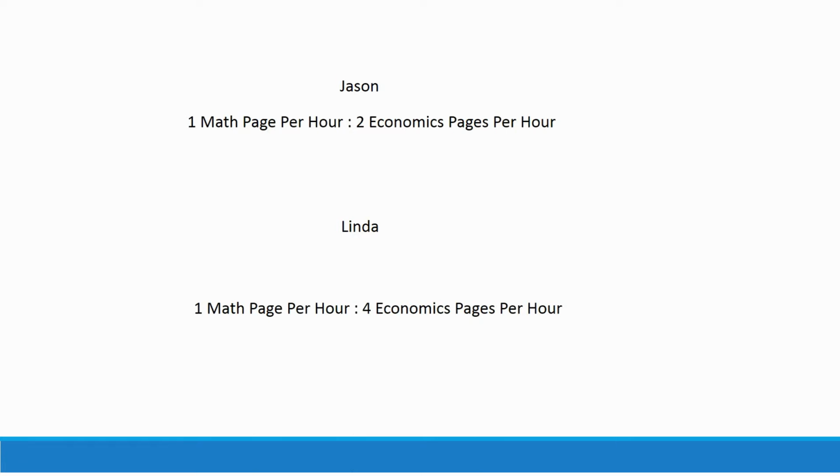After simplification, I find that for Jason, 1 math page per hour has an opportunity cost of 2 economics pages per hour. For Linda, 1 math page per hour has an opportunity cost of 4 economics pages per hour. Clearly, Jason makes math pages per hour cheaper than Linda can. Jason should specialize in making math notes.